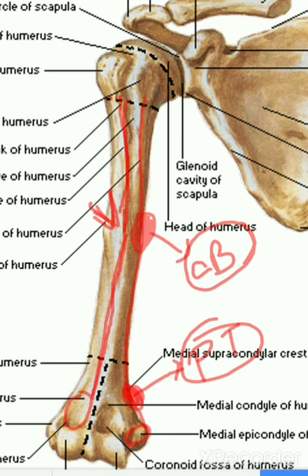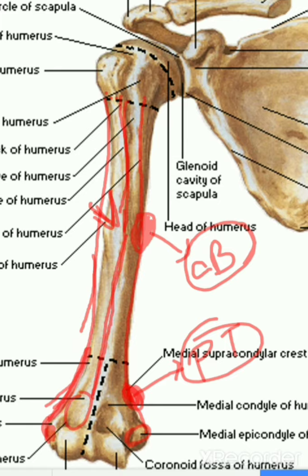Then come to the lateral border. Which one is the lateral border? This is the lateral border. Its upper part is not prominent, it is indistinct, but its lower part is sharp, and it ends in the lateral epicondyle. This part is the lateral epicondyle. The lower part of the lateral border is sharp. This is called the lateral supracondylar ridge. Here there is attachment of the lateral intermuscular septum.